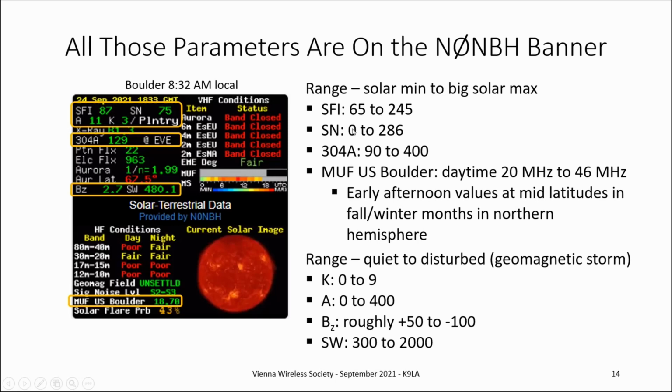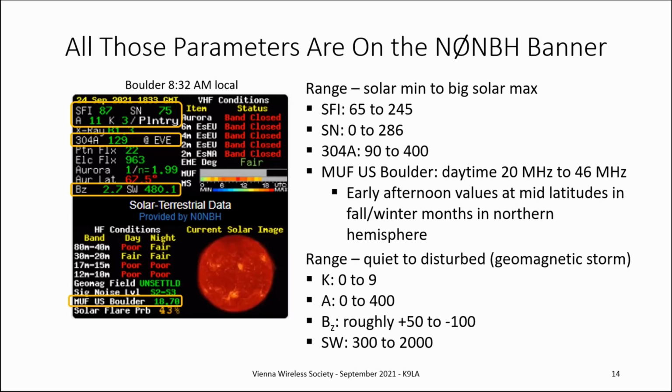Sunspot number varies from 0, of course, when the sun is blank, all the way up to 286 at a big solar max. Again, that's a daily number. Sunspot number is 75. 75 is a heck of a lot closer to 0 than to 286. So that confirms we're still down around solar minimum. 304A is 129. Well, the 304A can vary from about 90 to 400. So 129 tells us that, yeah, we're near solar minimum, that's for sure.